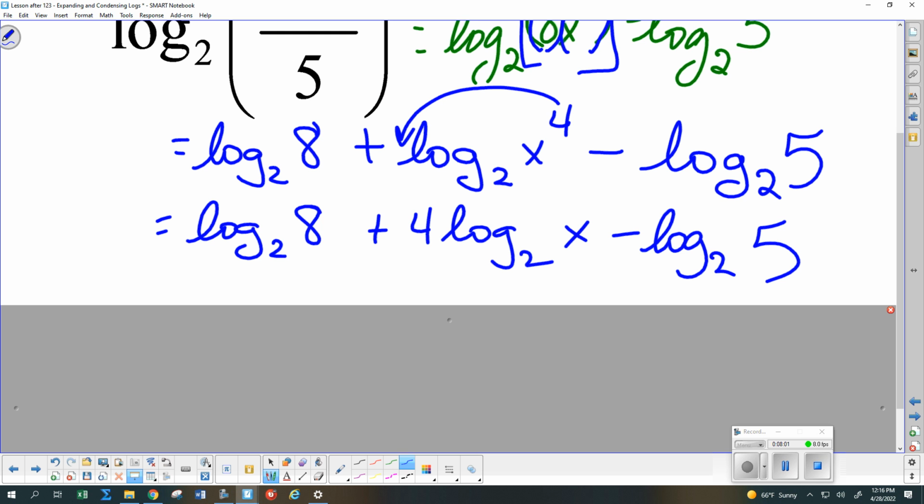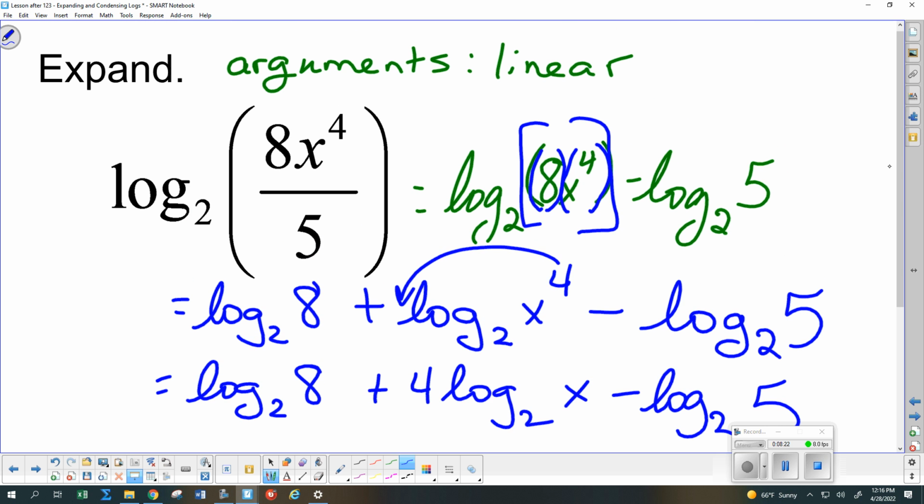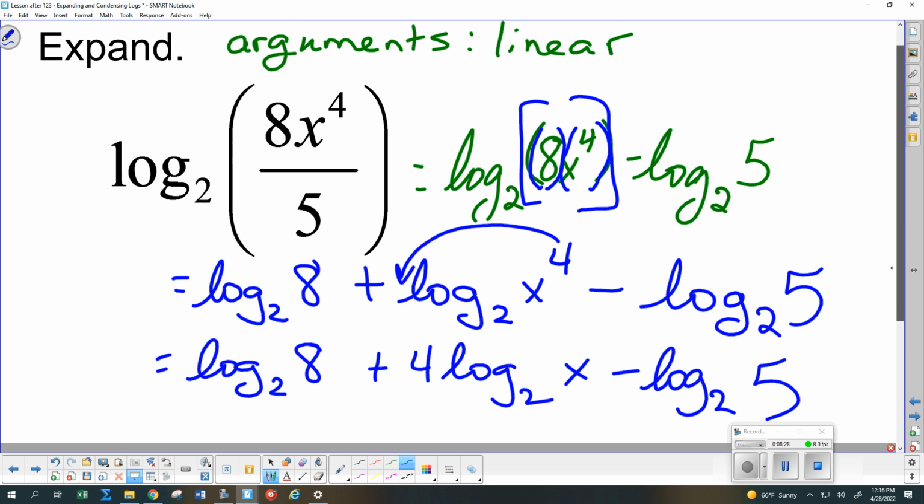You don't, yeah. No, you'd have to make it log base 2 of 8/5. And we're not trying, you'd have to go back to, oh, this is 8/5 times x to the 4th. However, there is a simplification we could do.